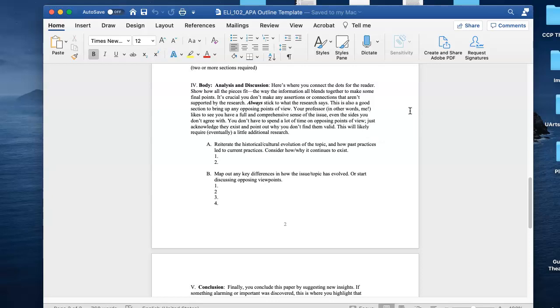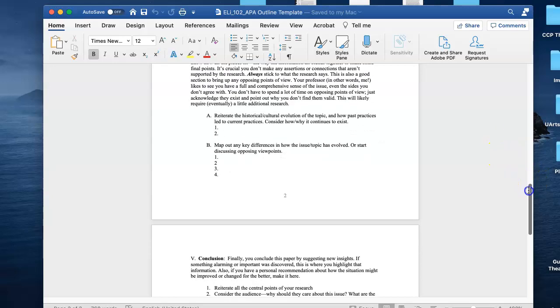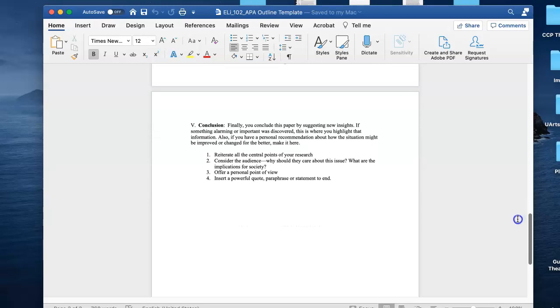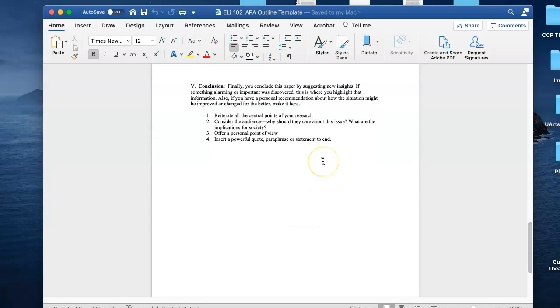You don't have to spend a lot of time on opposing points of view. Just acknowledge they exist and point out why you don't find them valid. This will likely require eventually a little additional research. So just showing me that you have a full 360-degree sense of the topic, even parts of it that you don't necessarily agree with, but sometimes appears in the literature. So you're going to do that, and then the conclusion.